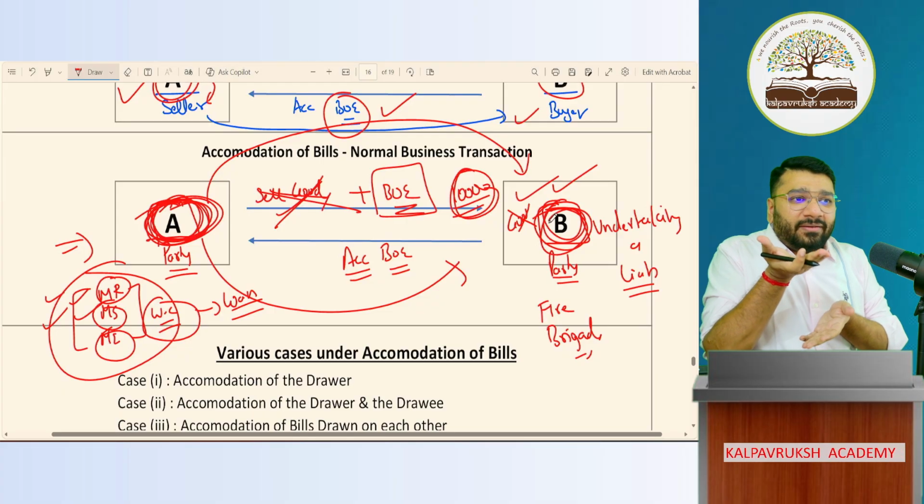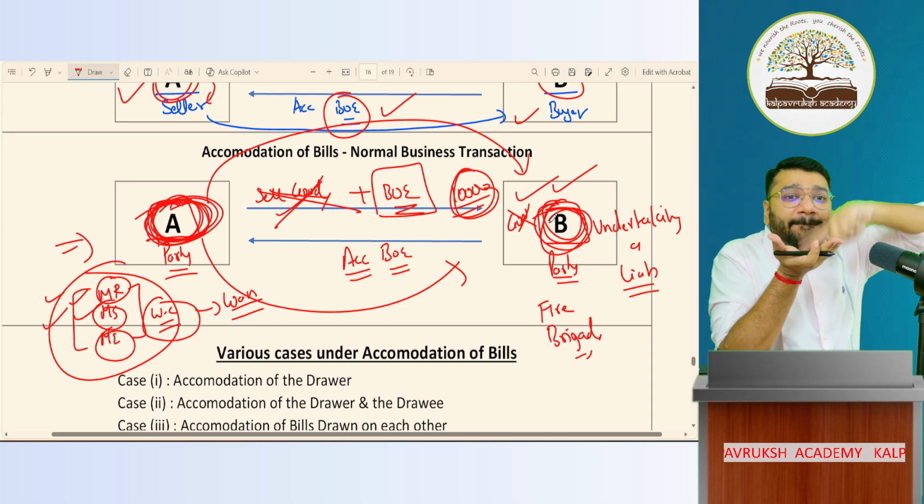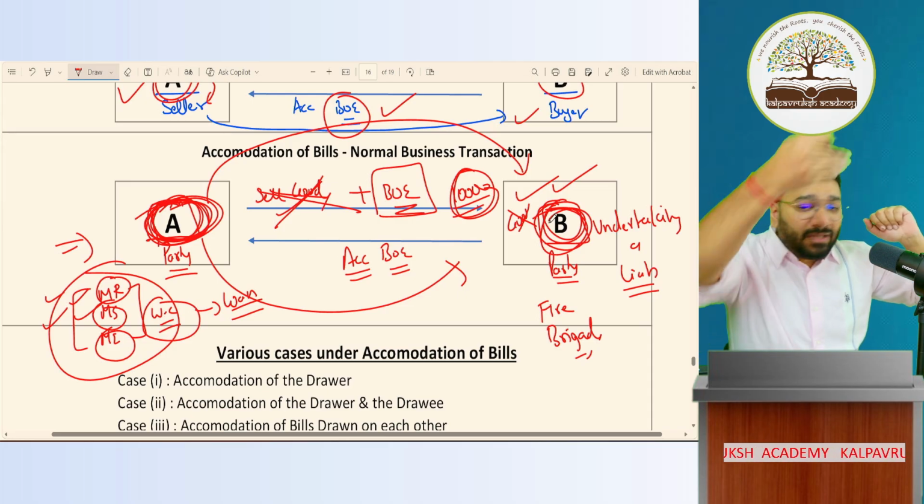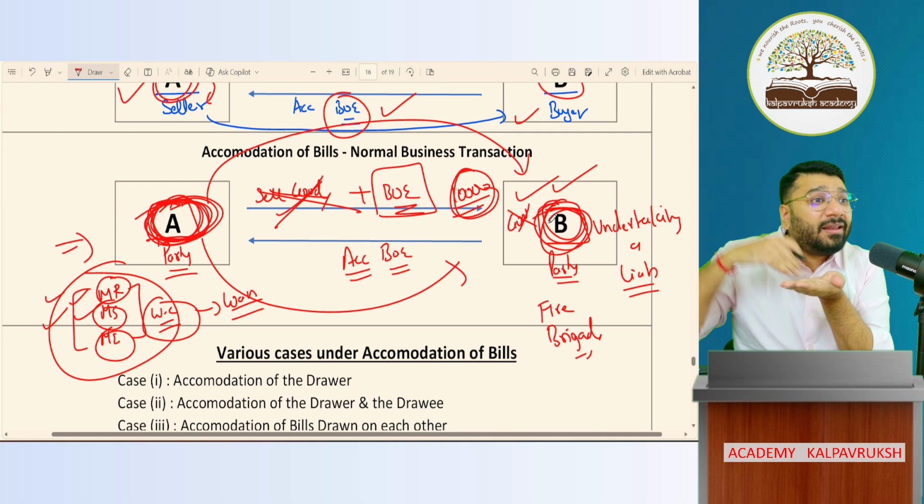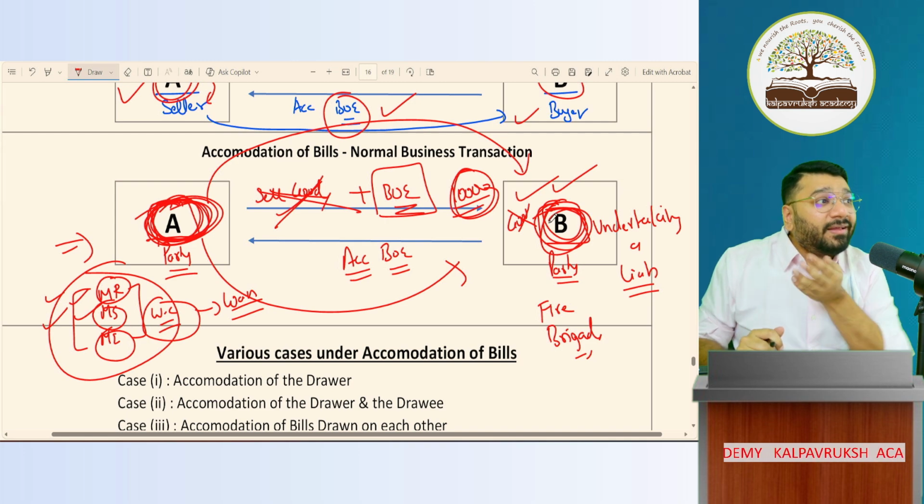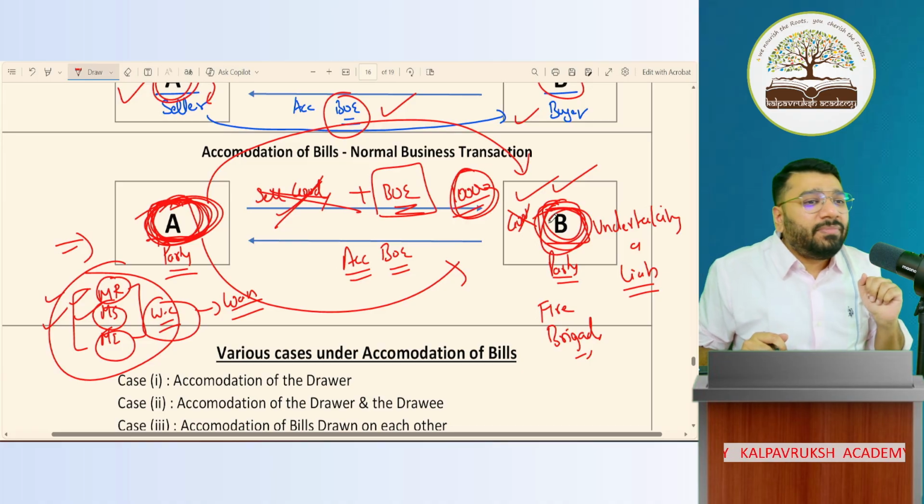Now B has got the money. Using this, he can make the payment to the banker. So on the maturity date, when the banker is presenting the bill, B will make the payment. How did B get money? A returned the money back to B. Got it, not got it?